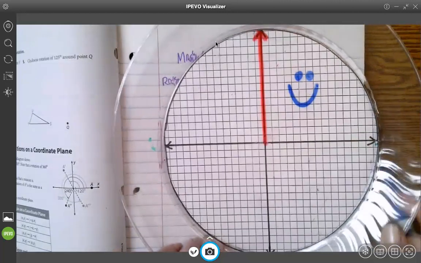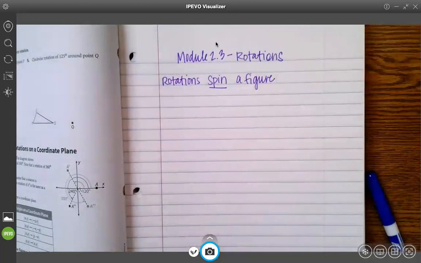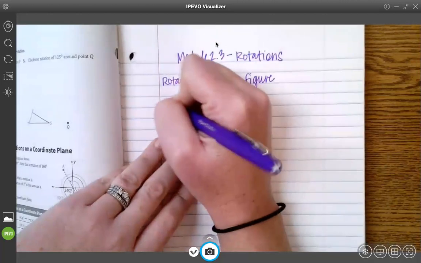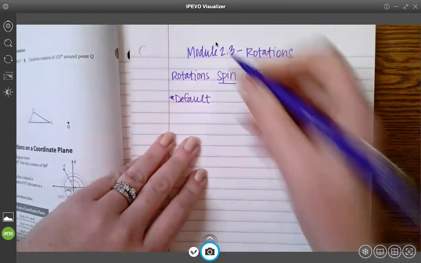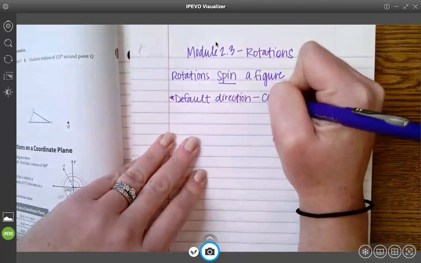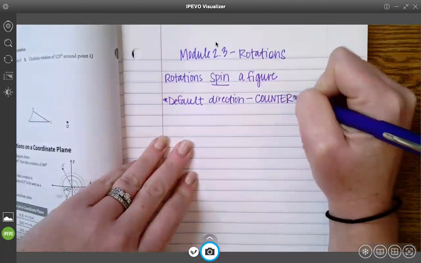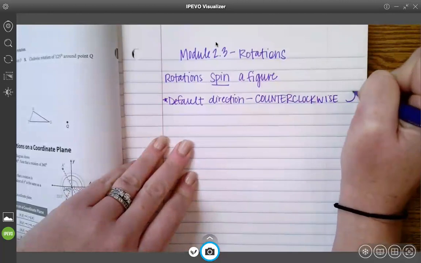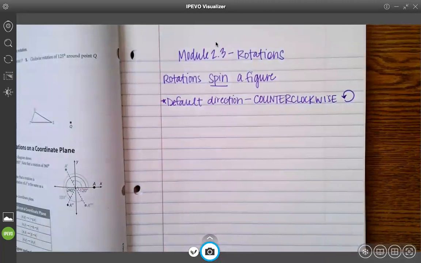The thing to remember about degrees of rotation, now that you have something in your mind to picture, is that the default direction, or the direction that is understood, is counterclockwise. Counterclockwise is going to spin backwards from the way a clock would go. It spins to the left.